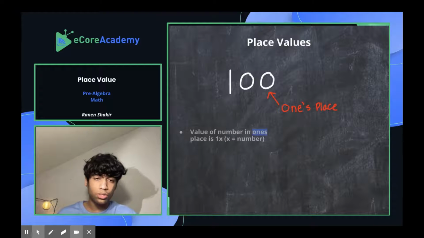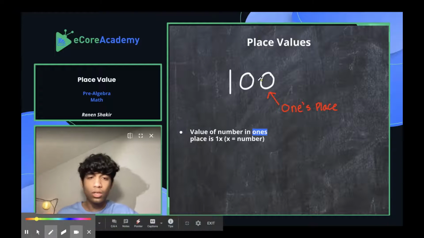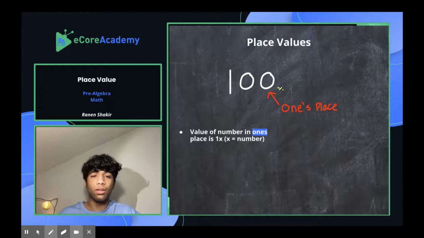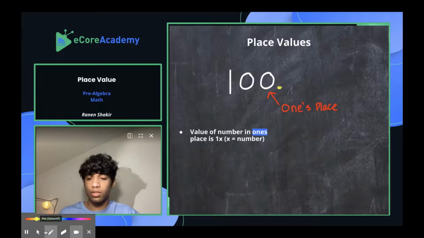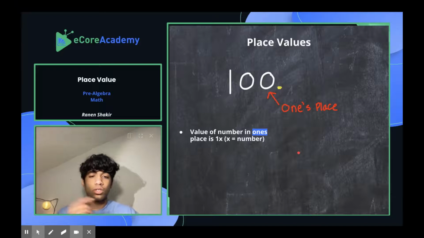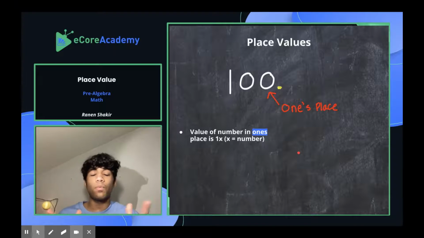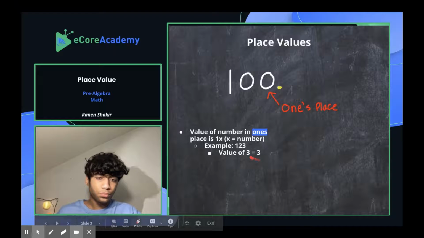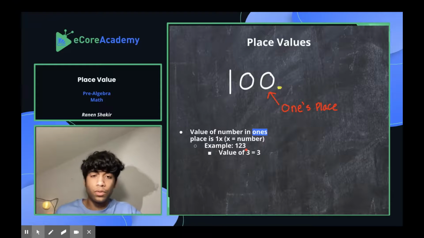So let's look at the ones place to start off. The ones place is the first place left of the decimal point. So we have a yellow marker right here, which is the decimal point. The ones place is the first place to the left. So the value of the ones place is the number itself. Whatever is in the ones place is that number, which we can describe as 1x, where x is the number itself. So in the example, we could have 123. The value of the 3 in 123 is 3 itself, because if we were to put this into 1x, we get 1 times 3, which is 3.